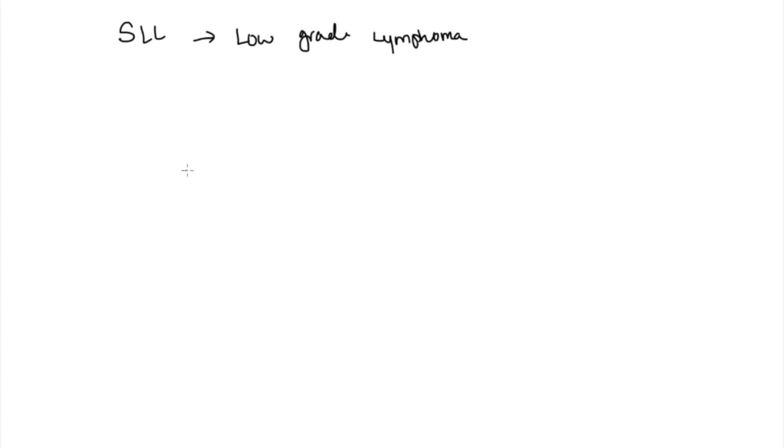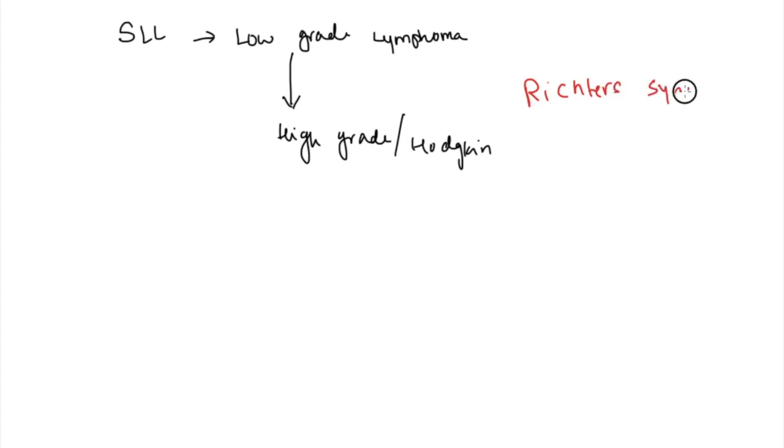If you see a low grade lymphoma transforming into a high grade lymphoma or into Hodgkin lymphoma, then this is called Richter syndrome. We need to be really careful about this because SLL and CLL are really good diseases, right? They're just not so bad. They behave well. And if it is transforming into a high grade lymphoma, then we need to be careful.